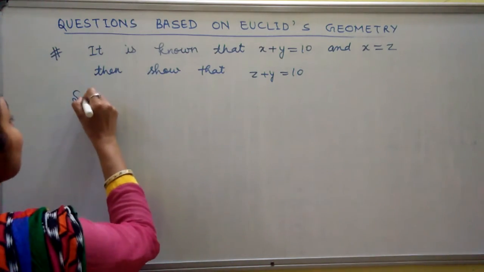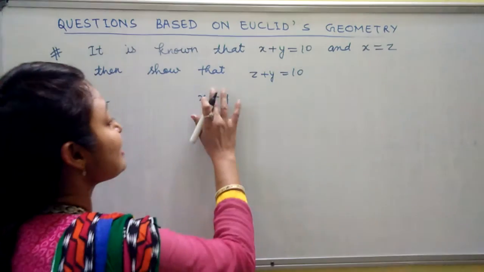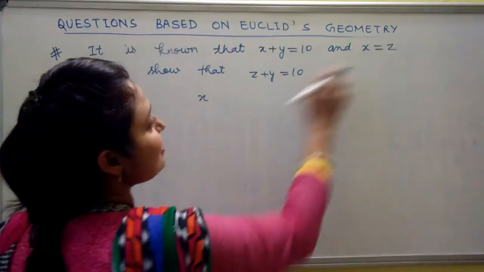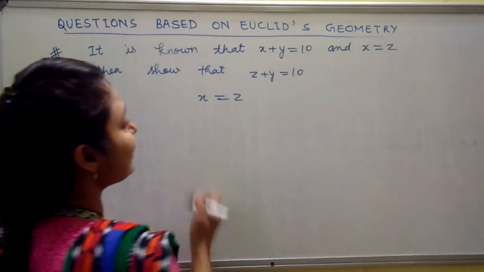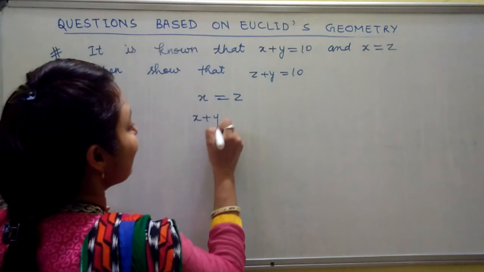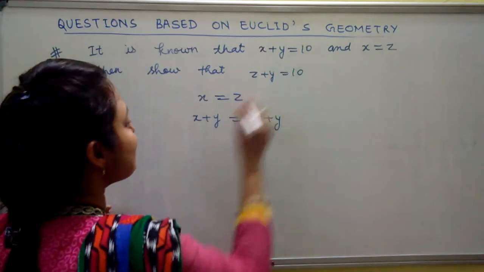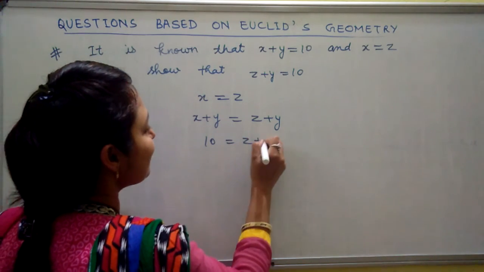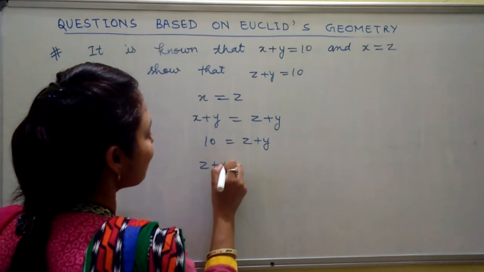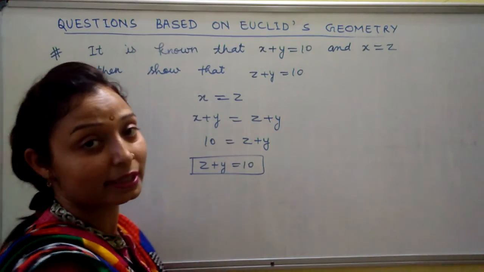So how can we solve it by using Euclid? Since it is given that x equals z, I will start from x equals z. Equals are added to equals, the wholes are equal. Then x plus y equals z plus y. And what is the value of x plus y? That is 10. So 10 equals z plus y. So this is the way to find the value by Euclid geometry.